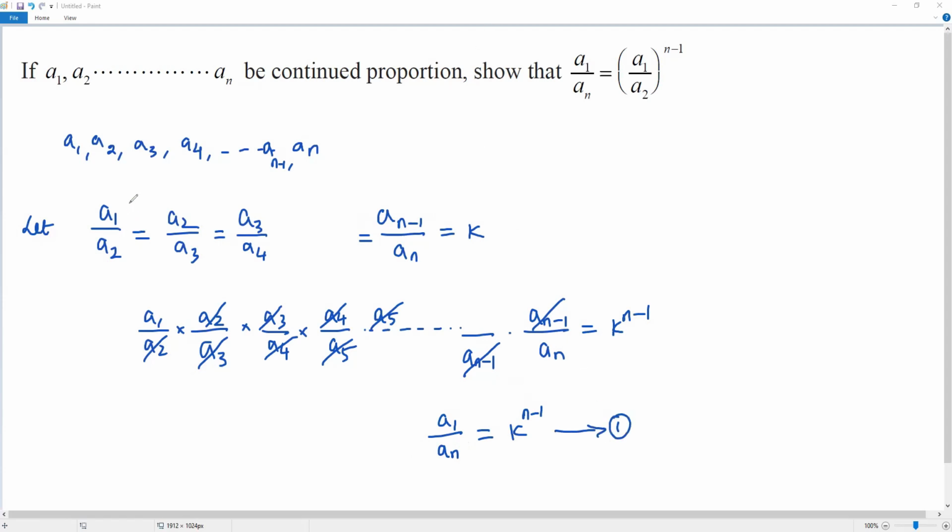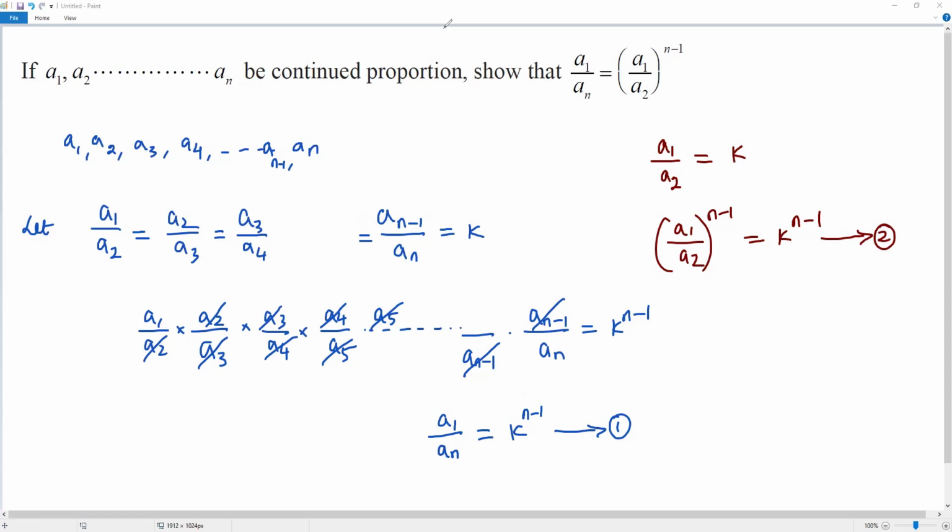Now let's consider the first ratio we have over here, that is a1 divided by a2. Already we know that the value of this one is k, so it can be equated to k. Now let me raise both sides to the power of n minus 1. Then we have (a1 divided by a2) whole raised to the power of n minus 1. On the right side we do the same thing, that is k raised to the power of n minus 1. Let me take this as equation number 2.